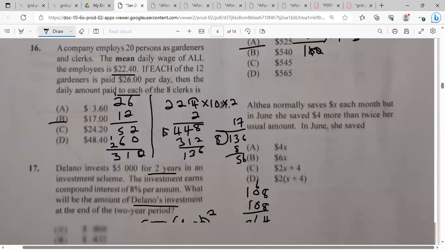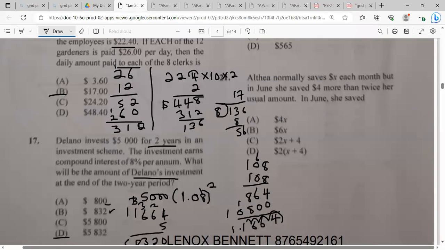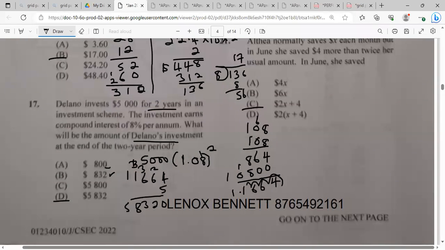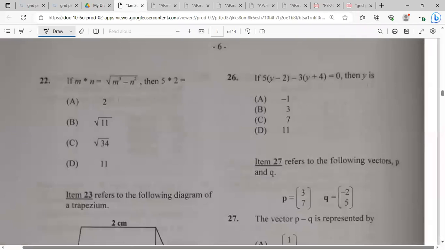All right, Altia normally saves x dollars each month, but in June she saved $4 more than twice her usual amount. In June she saved 2x plus 4.